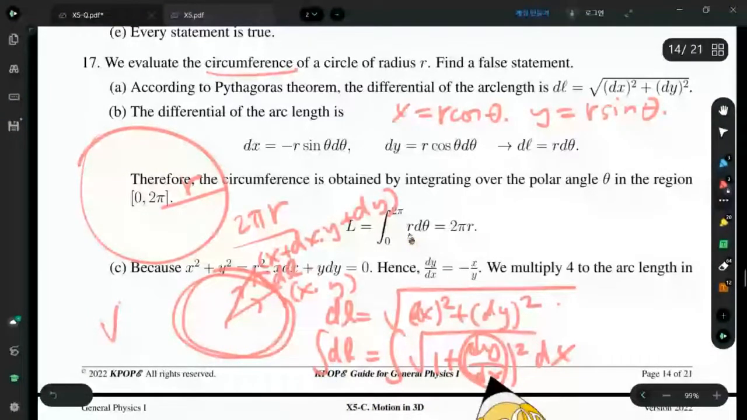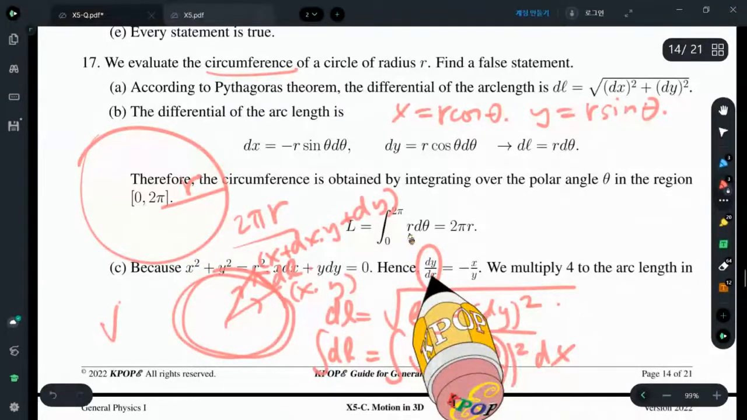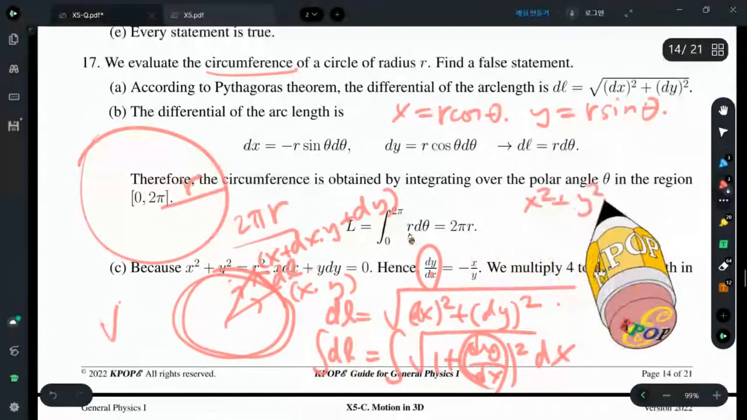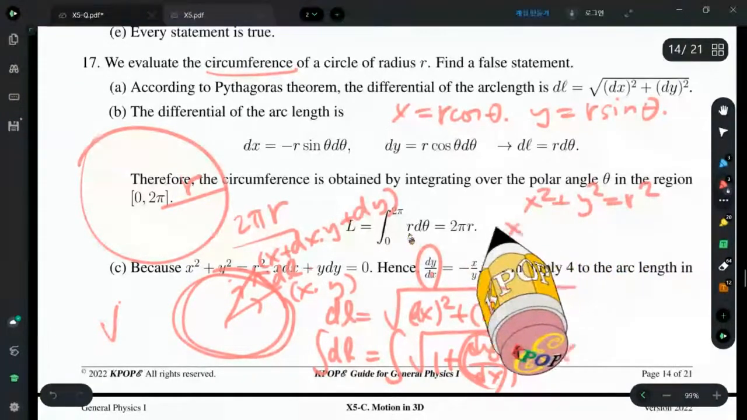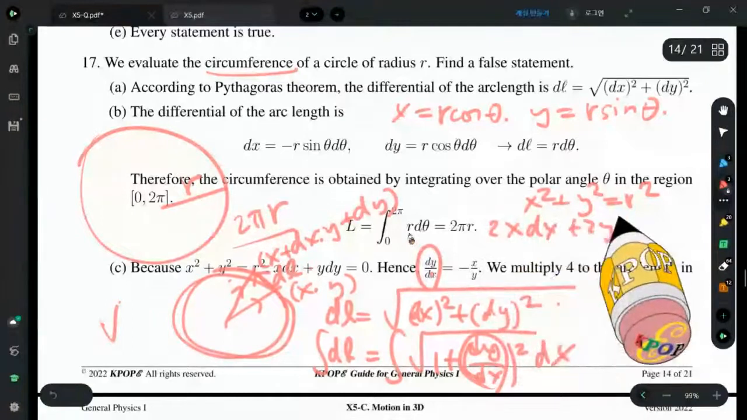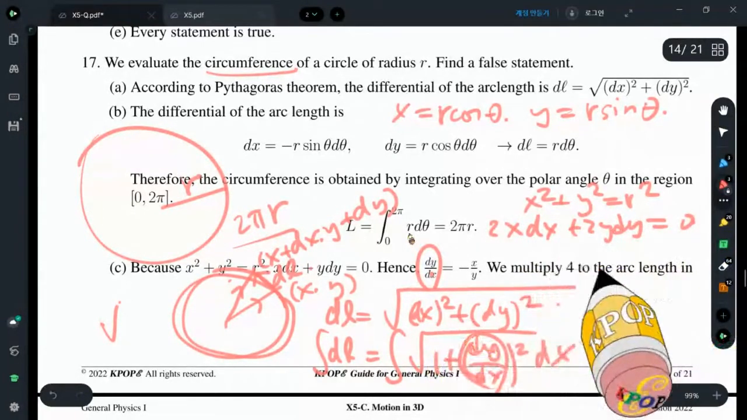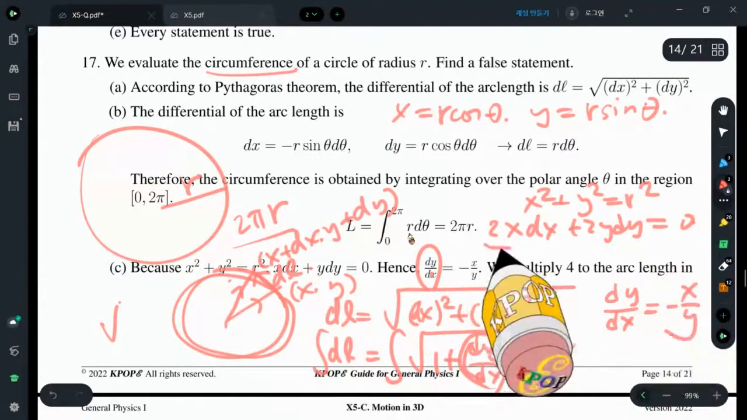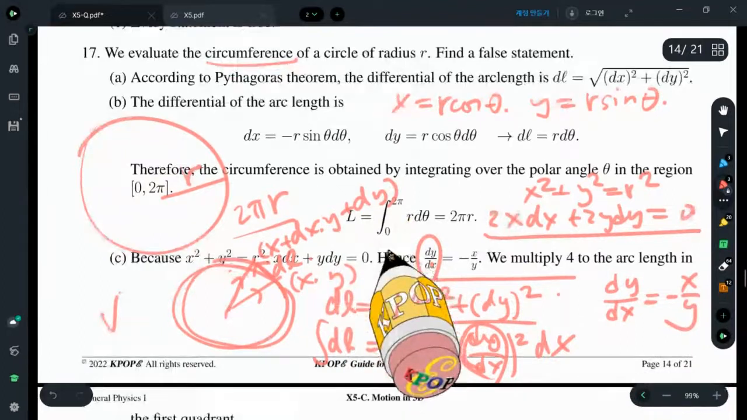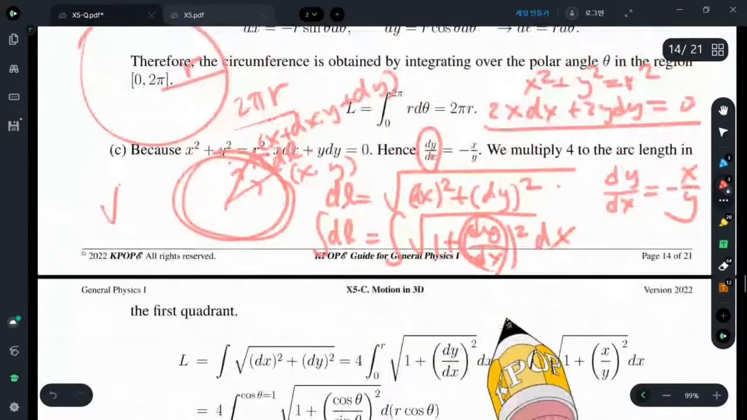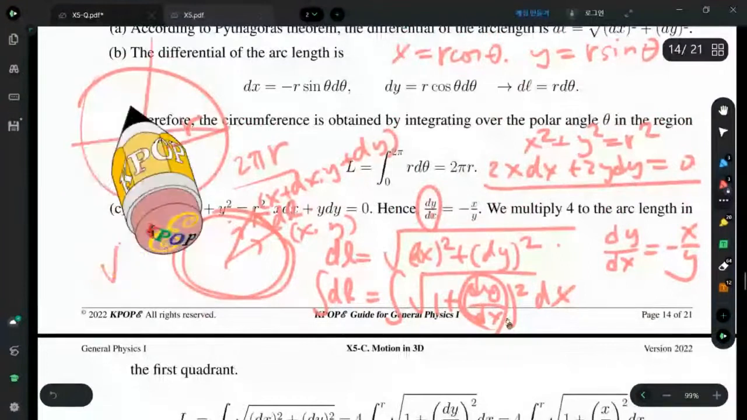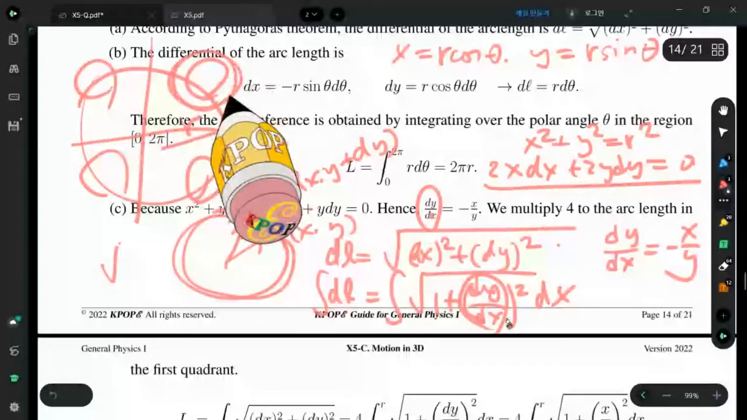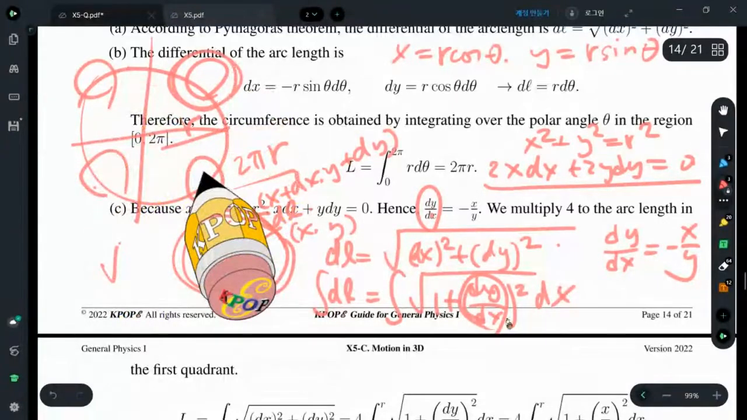So in here, I need to know this value, right? But I have a constraint, x squared plus y squared equals r squared. So 2x dx plus 2y dy equals 0. Aha, dy over dx equals minus x over y from this identity. But we know the symmetry. These all 4 are the same. So we simply compute this and multiply by 4.